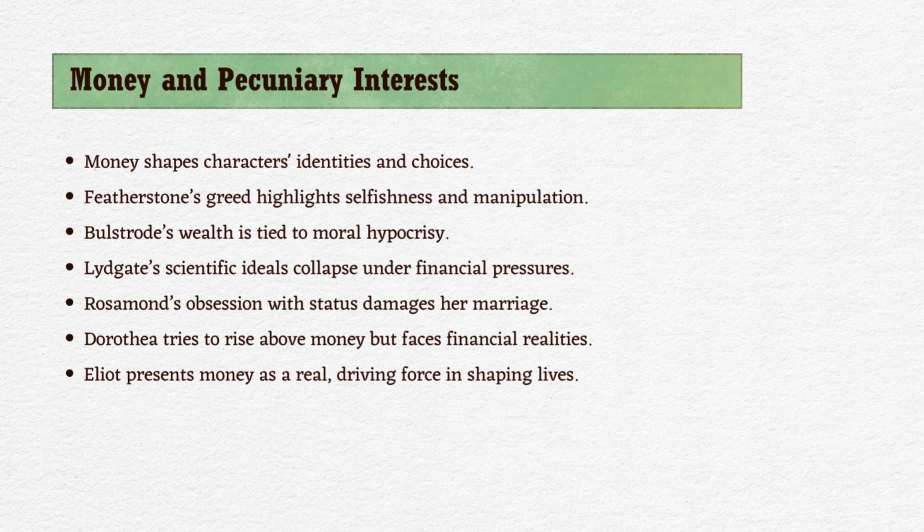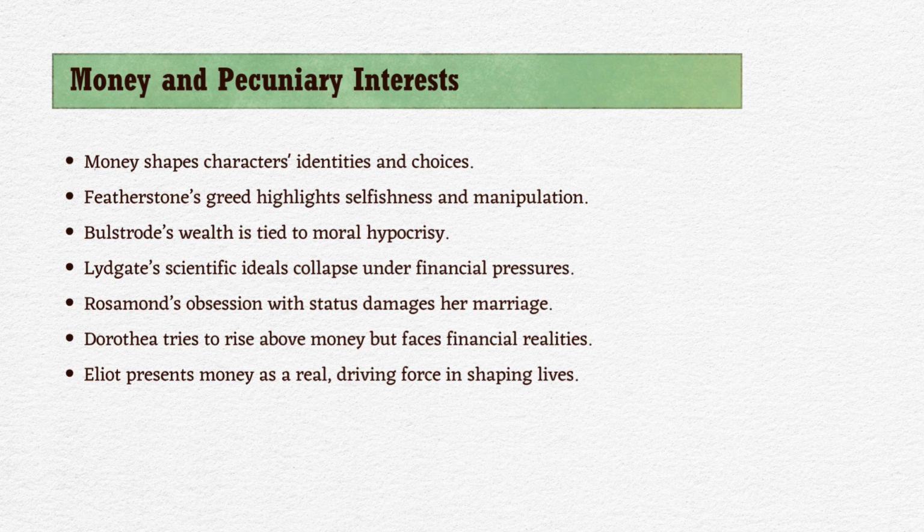In Middlemarch, Eliot refuses to treat money simply as a symbol. Instead, she portrays it as a tangible, destabilizing force that governs personal decisions, shapes relationships, and lays bare the fragile intersection between ambition, morality, and societal expectation.